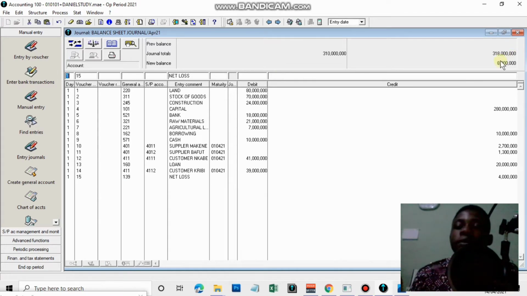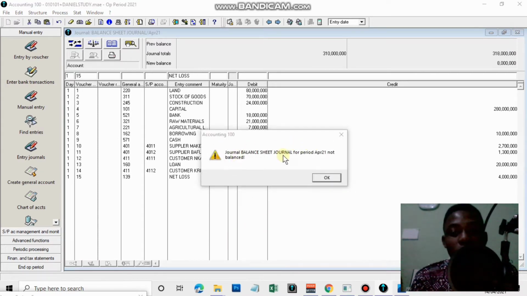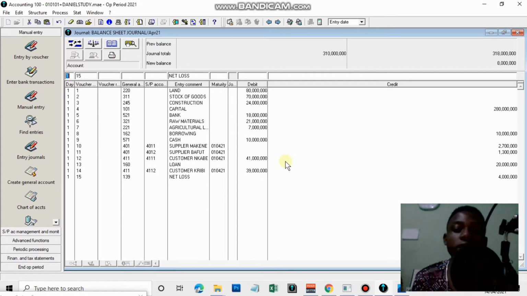So here the balance sheet is not balanced, because the debit side is 310 million and the credit side is 380 million. If they want to close this year, it is going to refuse. The balance sheet journal for the period of this year is not balanced, so you cannot close. So always make sure you balance it without forcing the amount. It should just be automatic.